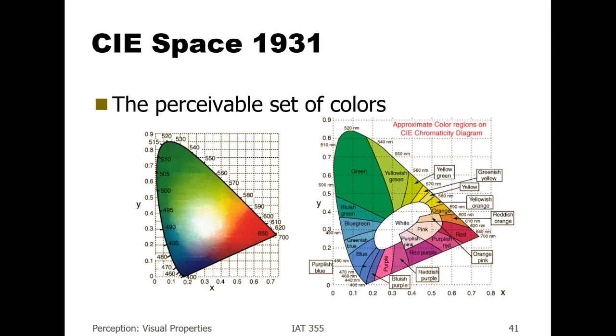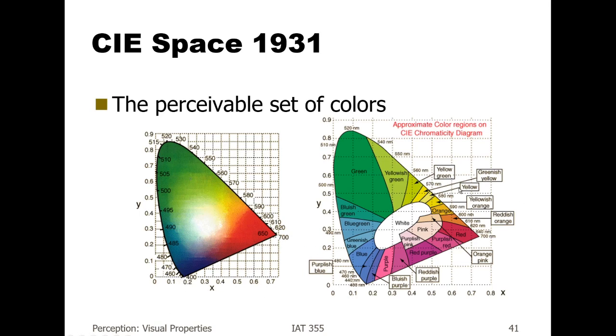Our sensitivity declines a little bit as we get closer to red, but our sensitivity to red is much greater than it is to blue. The straight line between blue and red here, those are not on the spectrum per se. Those colors that are along this line are a blend of blue and red.